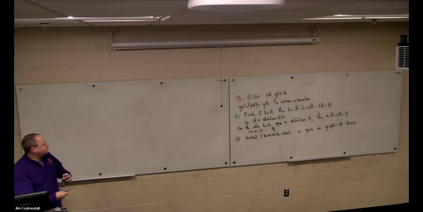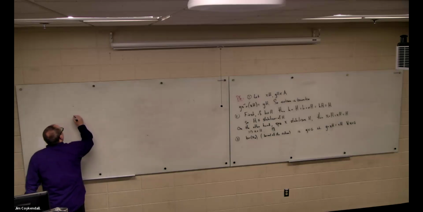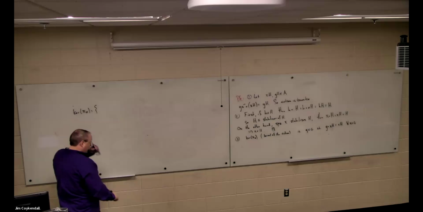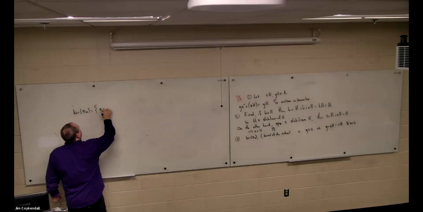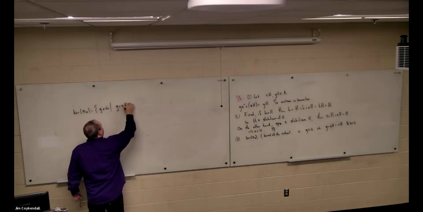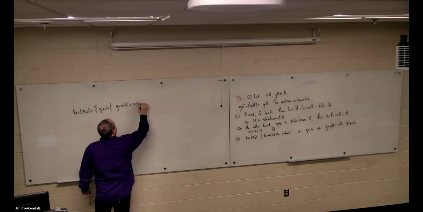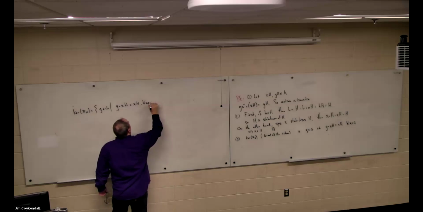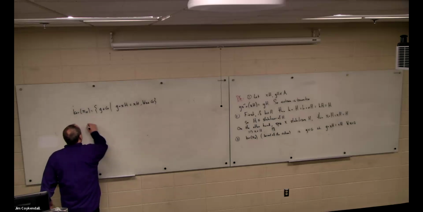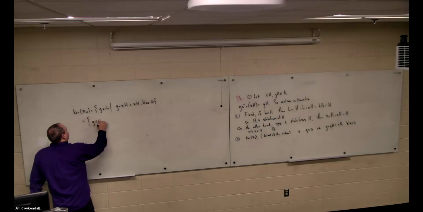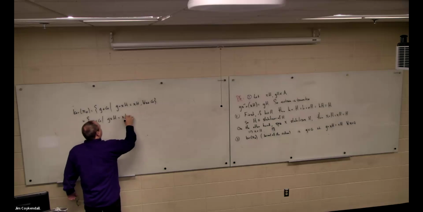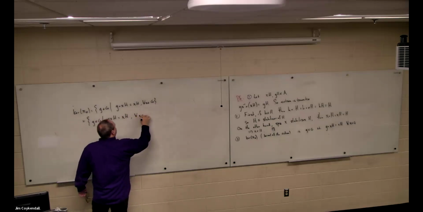So, the kernel of the action is the set of g in G such that g acting on xH is xH for all x in G. So let me massage this. This is precisely the set of g in G such that gxH equals xH for all x in G.